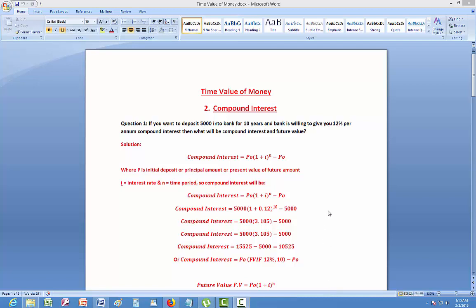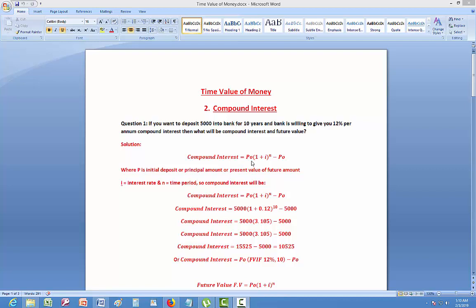Okay, second topic of time value of money is compound interest. In compound interest, interest is always calculated on the balance amount rather than initial deposit, which is calculated in simple interest, but compound interest always be calculated on the balance amount. So here are few variables.